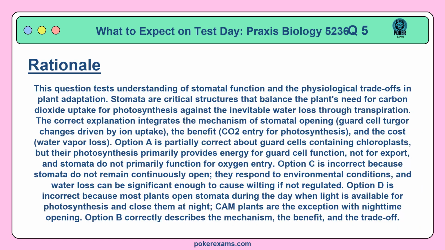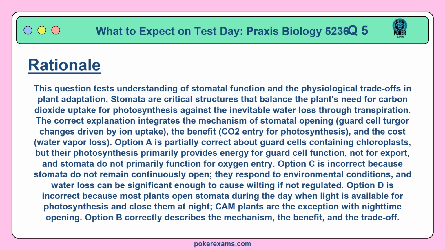This question tests understanding of stomatal function and the physiological trade-offs in plant adaptation. Stomata are critical structures that balance the plant's need for carbon dioxide uptake for photosynthesis against the inevitable water loss through transpiration. The correct explanation integrates the mechanism of stomatal opening, guard cell turgor changes driven by ion uptake, the benefit, CO2 entry for photosynthesis, and the cost, water vapor loss.